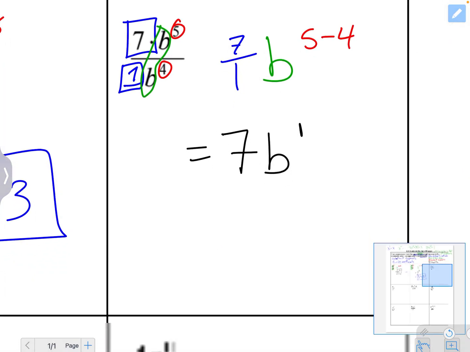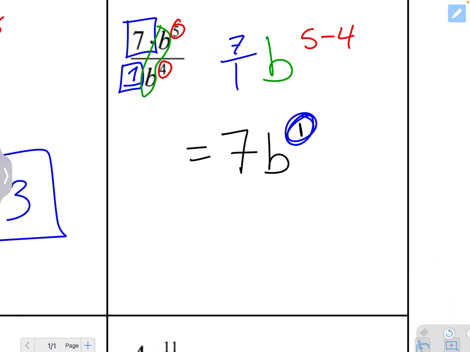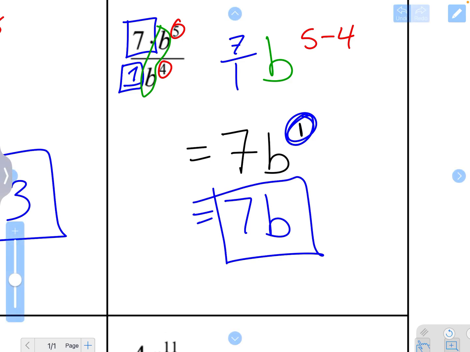So a quick reminder from the beginning of the video. If I have 1 as an exponent, I technically do not write it down. So yes, this answer here is technically correct, but this answer here is the most correct answer, and it's the answer that we are looking for.